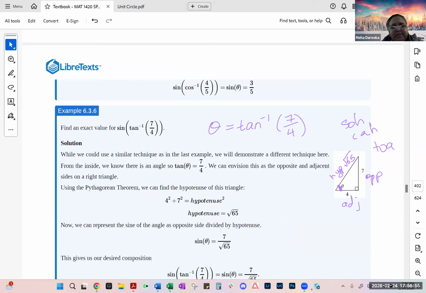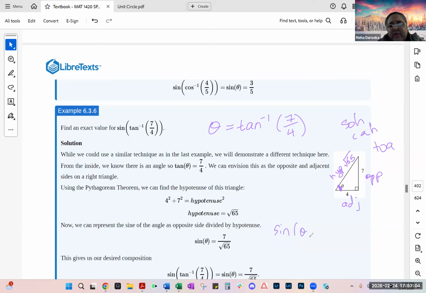Okay. So now that we know the 3 sides of our triangle, we can find sine of theta. So think about this sine of theta. Again, remember we defined sine as opposite over hypotenuse. So if this is the angle theta here, the opposite side is 7, and the hypotenuse, as we just calculated, is square root of 65. So you can see, guys, they are leaving the square root of 65 on the denominator.